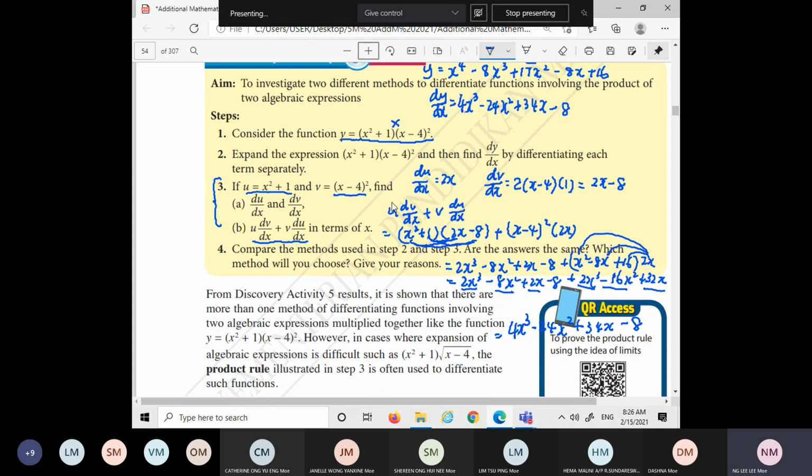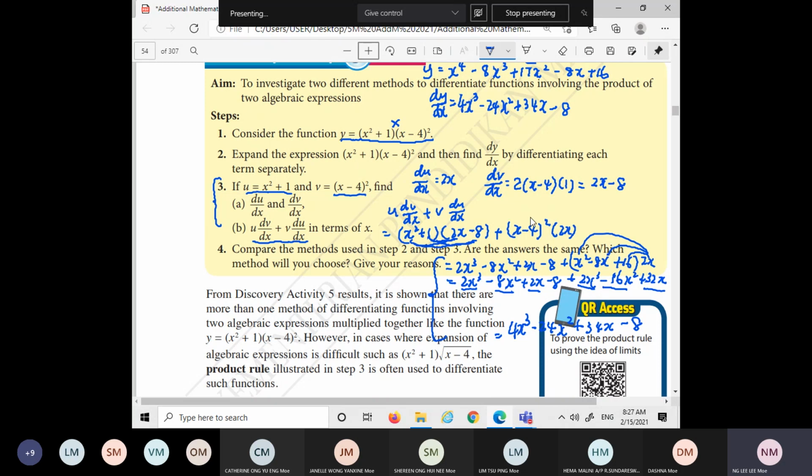If it's too difficult for you to expand, don't use the first method, the expansion method. You can use this method. After that I will give you more examples of how I apply this product rule. When you use the product rule, all this you no need to do.